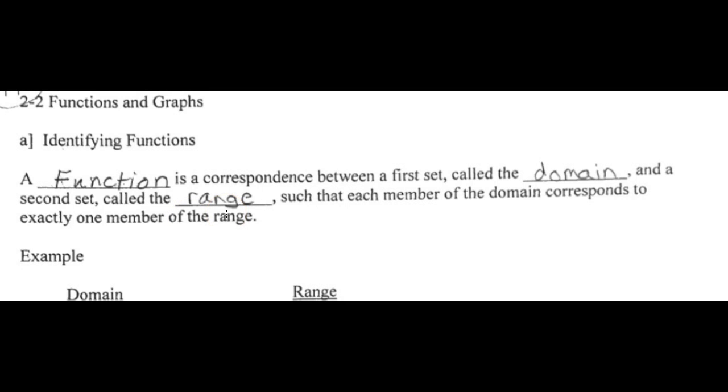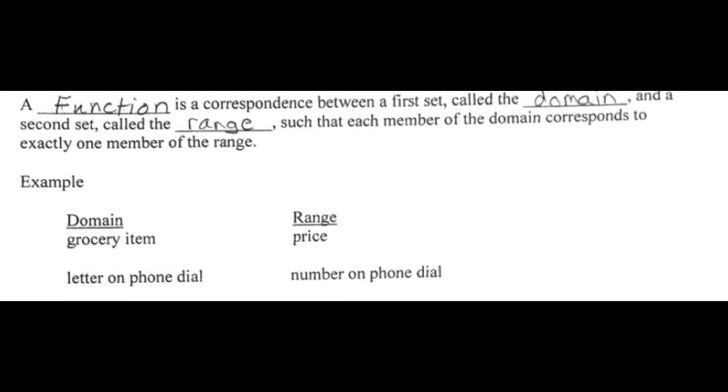Section 2.2, Functions and Graphs. So we need to identify functions. What is a function? A function is a correspondence between a first set called the domain and a second set called the range, such that each member of the domain corresponds to exactly one member of the range. So let's think about some examples that meet that definition.